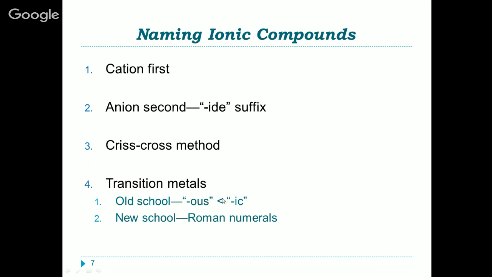Do we all know our Latin names of our elements? Probably not. So we use the new school, which is simply using Roman numerals. I would say lead, parentheses, and a Roman numeral 2. Or lead, parentheses, Roman numeral 4. That tells me what the oxidation number is. That charge tells me the charge based on what the Roman numeral is.